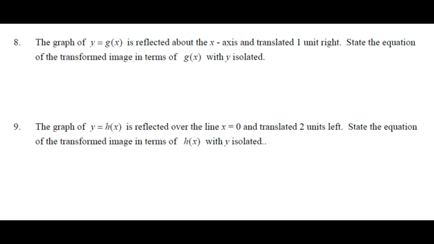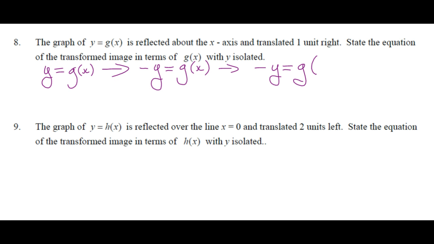So, what it means is we are starting with y equals g of x. And we are going to reflect that about the x-axis. So, to reflect about the x-axis, what gets replaced with what? Y is replaced with -y. So now I write -y is equal to g of x. Okay, and now we are going to translate it 1 unit to the right. So -y is equal to g of x minus 1.